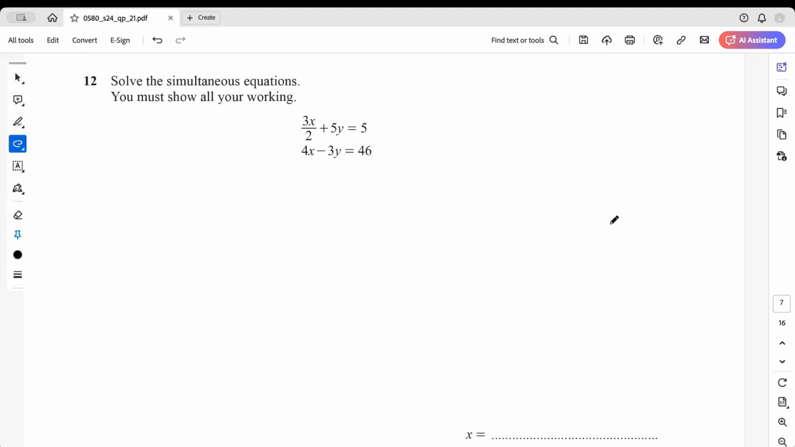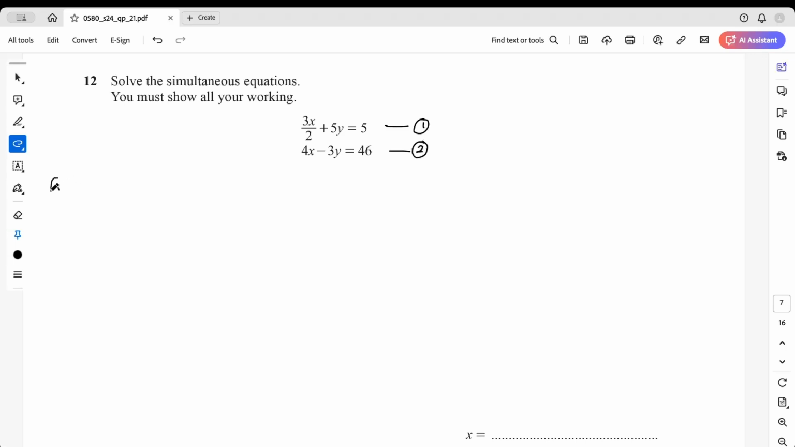Question 12. Solve the simultaneous equation. You must show all your working. So there are 2 methods to this, the method of elimination or the method of substitution. Okay, we're going to do the method of elimination here. So let's say this is equation number 1 and this is equation number 2. First of all, we need to manipulate equation 1 and or equation 2 in order to have the same coefficient in front of x or y.